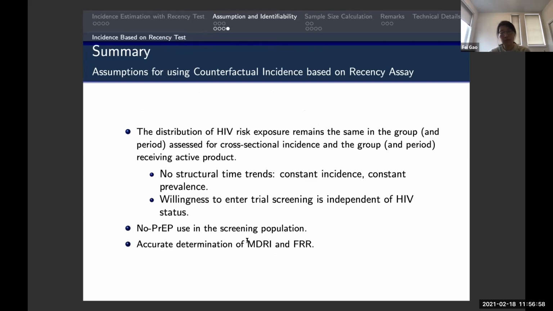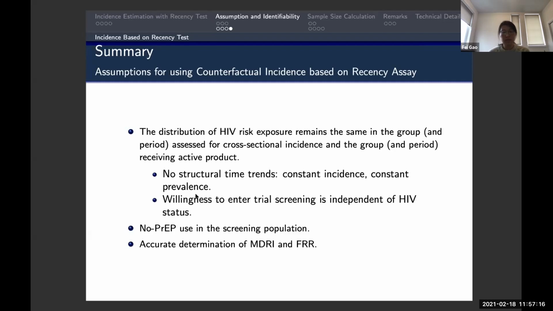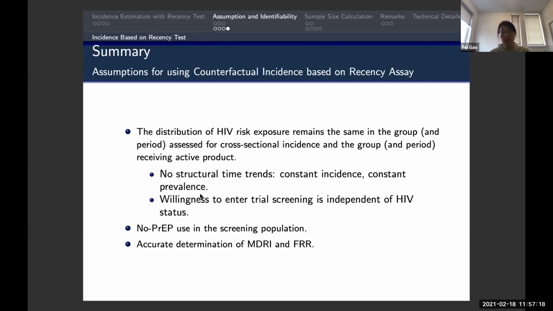So first of all, it's a big chunk of assumption. That is, we are assuming the distribution of HIV risk exposure remains the same in the group and period assessed for this incidence, the cross-sectional incidence, versus the group and period receiving active product. For this big assumption, we will need, for example, no structured time trends. We will need constant incidence and prevalence in the period of time we're interested in. And also, for example, we will need the willingness to enter trial screening to be independent of HIV status.